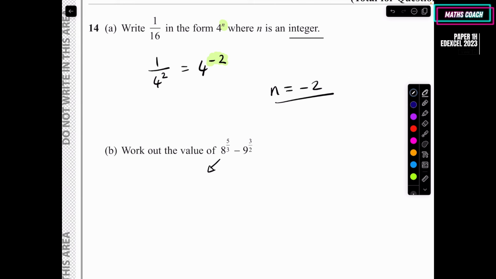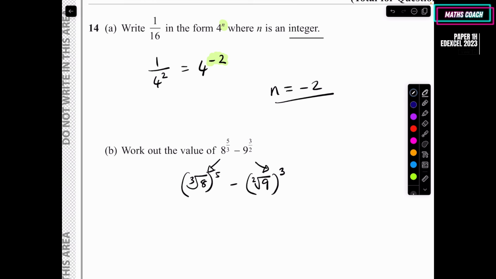If we rewrite each of these, what happens when you have a power which is a fraction? That 3 means the cube root of 8, and the 5 means to power that. For the 9, it would be the square root of 9. We don't need to write the 2 there, but you can if you want to, so that it's consistent with the other one, and it will be powered to 3.